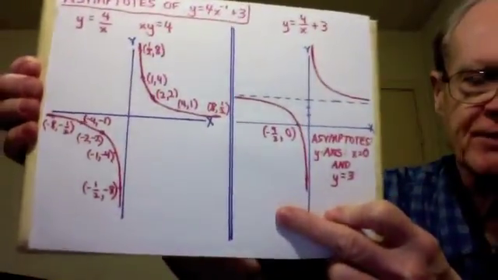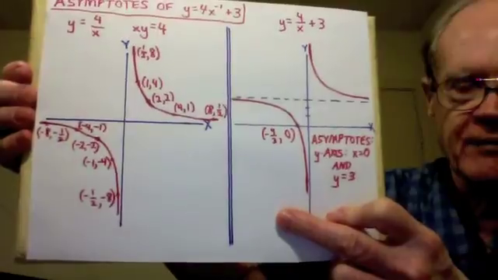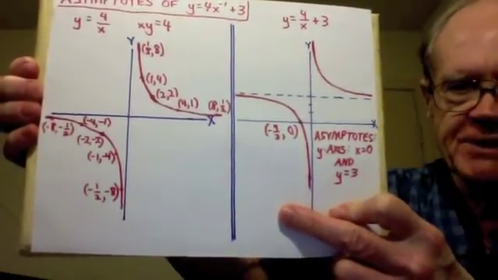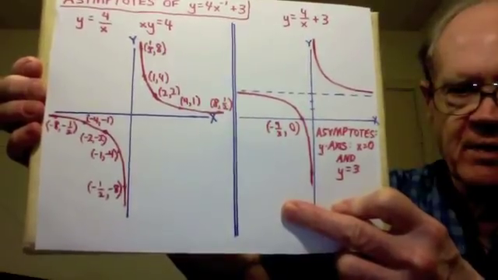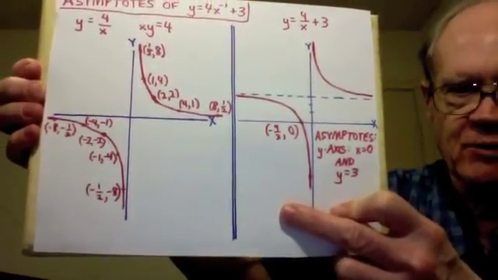So our asymptotes for this graph are the vertical asymptote, which is the y-axis. Its equation is x equals 0, and a horizontal asymptote, whose equation is y equals 3.